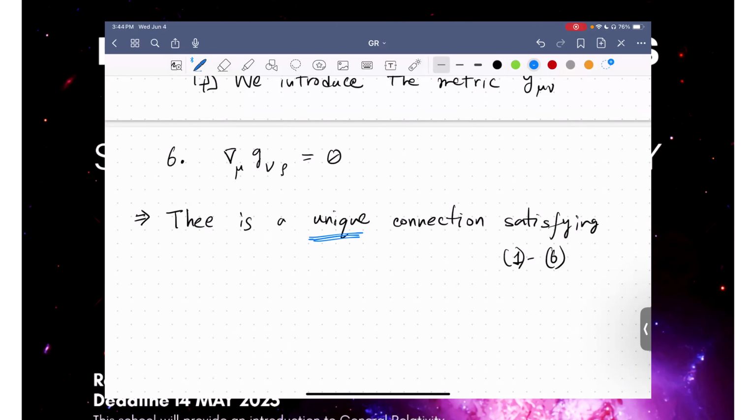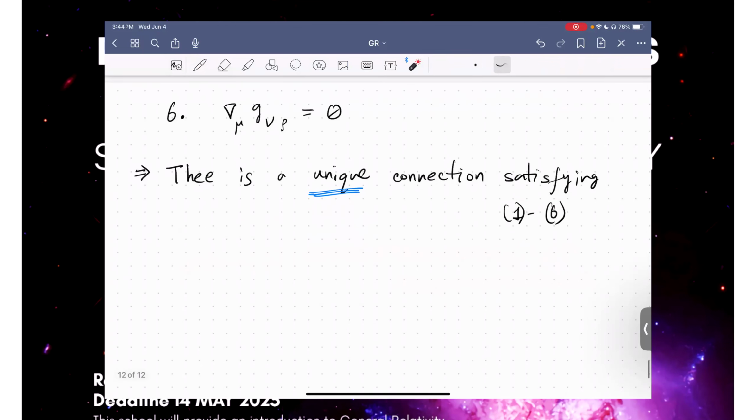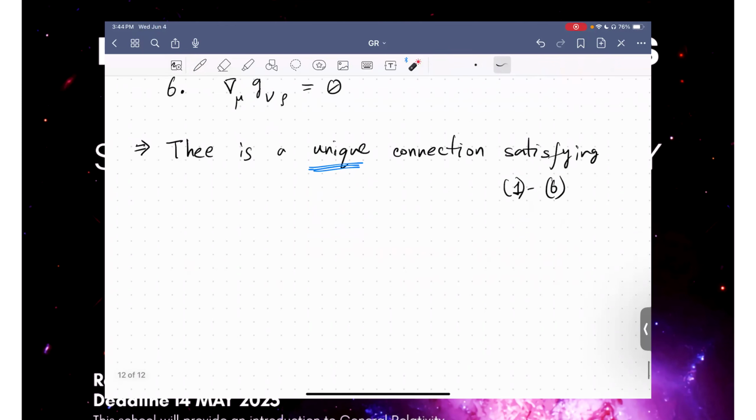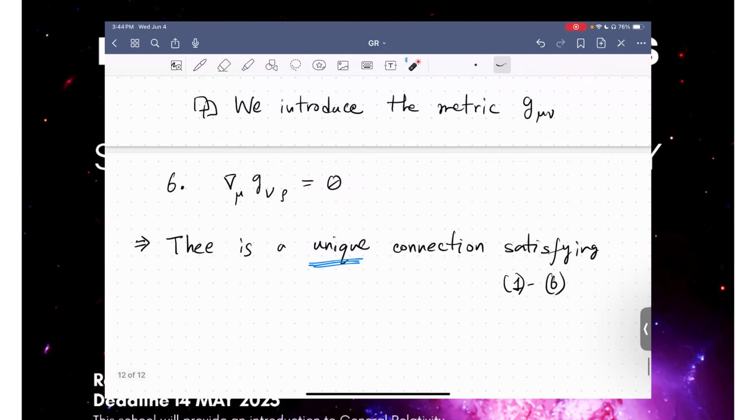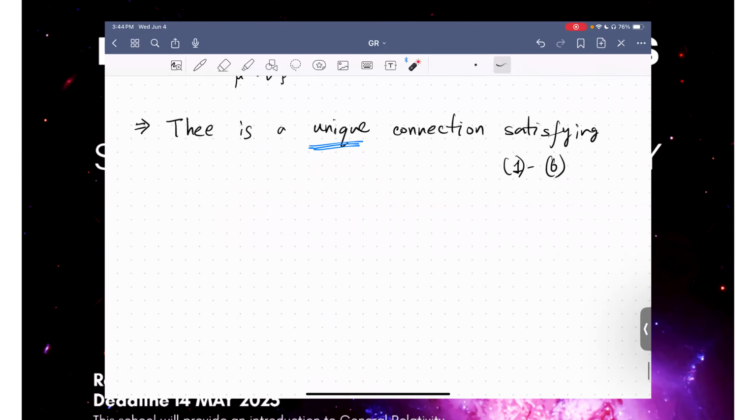This is very nice. Now we have no more degrees of freedom. There is one canonical connection that we can use. So how do we know that there's a unique connection? Well, the easiest way to show this is to actually derive the connection. We can take all of these constraints and compute what that connection is. So let me sketch how this is done.